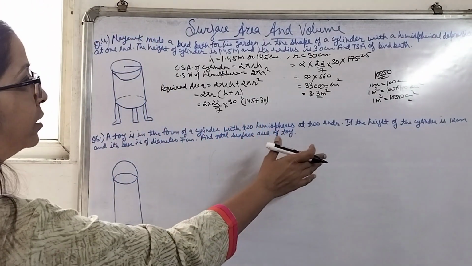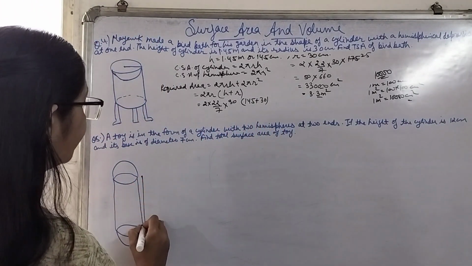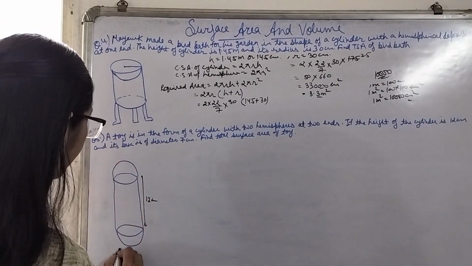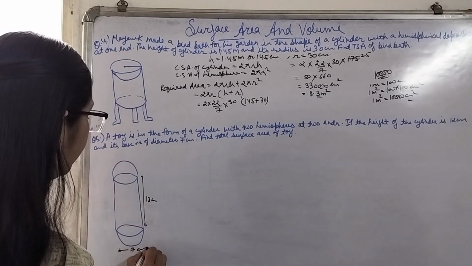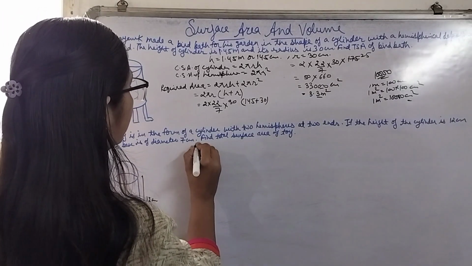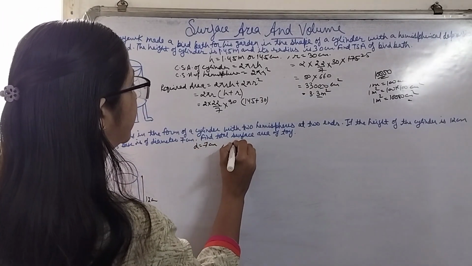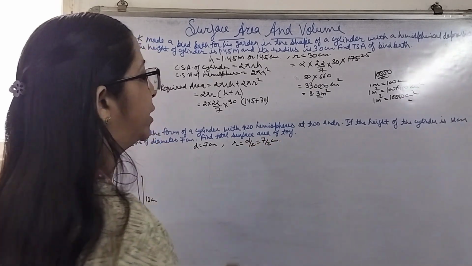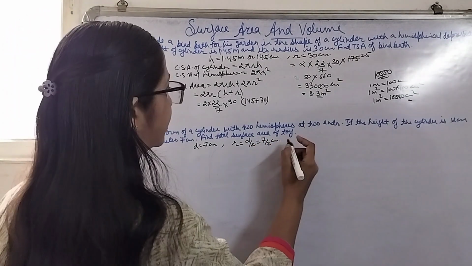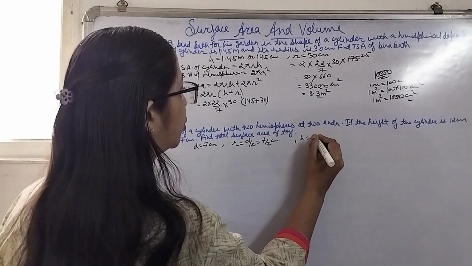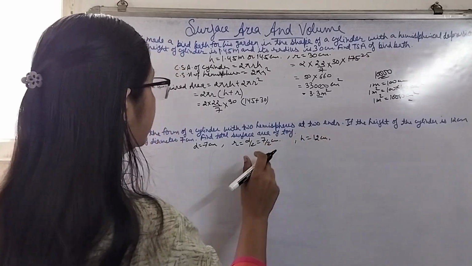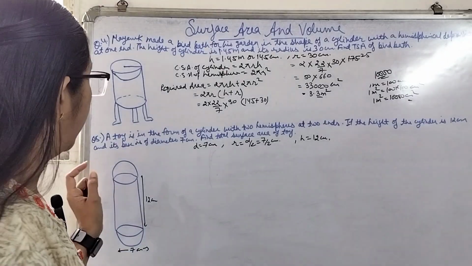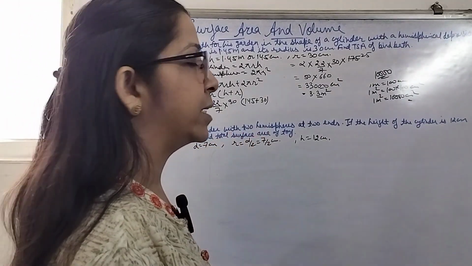The height of your cylinder is given to us as 12 centimeter and the base has a diameter of 7 centimeter. So if the diameter is 7 centimeter, we know that the radius will be half of it, or we can say 7 by 2 centimeter, and the height of the cylinder is 12 centimeter. Now this radius is common for both the hemispheres and the cylinder. Now what is required is the total surface area.